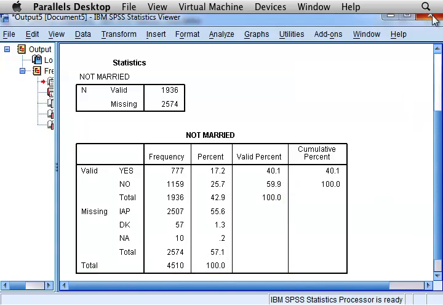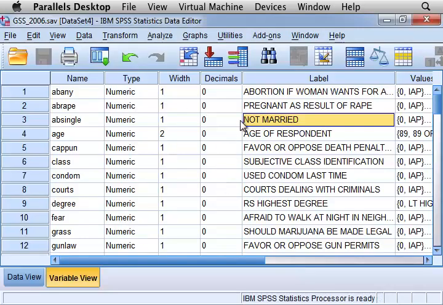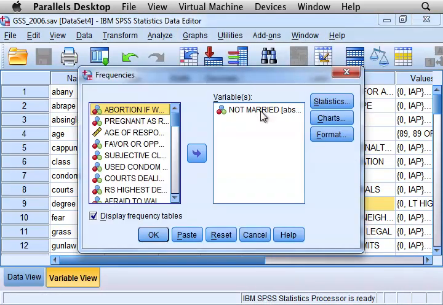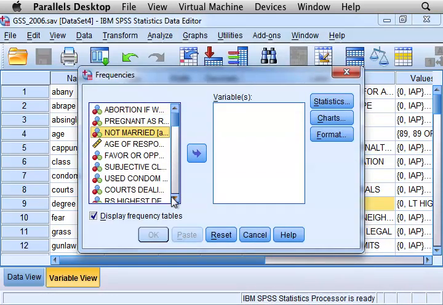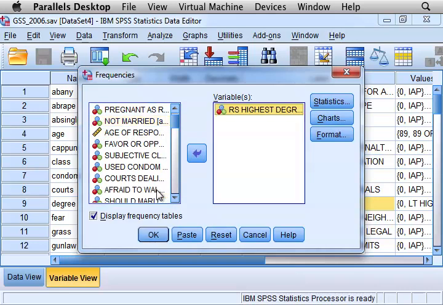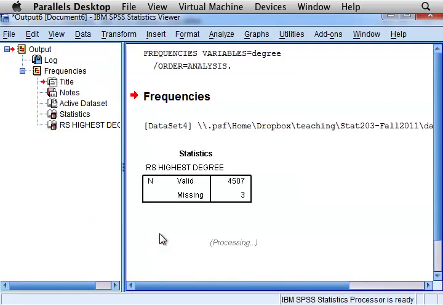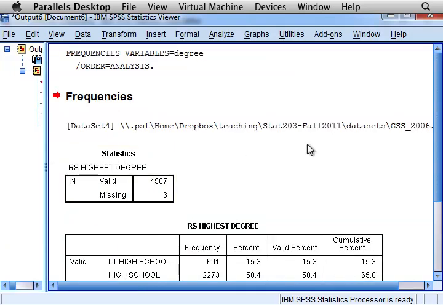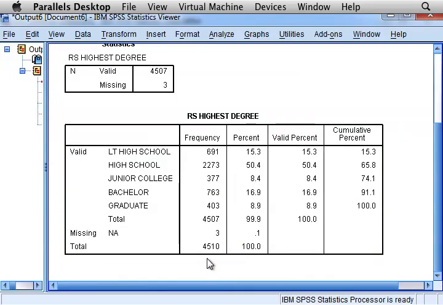Let's take a look at an ordinal variable. I'll close this window, and we'll look at the highest degree, the respondent's highest school degree. Analyze, come up to Descriptive Statistics, request Frequencies. We don't want this not married variable anymore. We want respondent's highest degree. Now we have, in this case, many more respondents. We have only 3 individuals missing a response to this question.